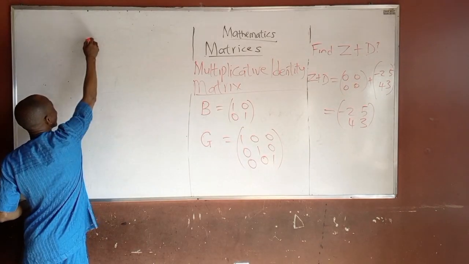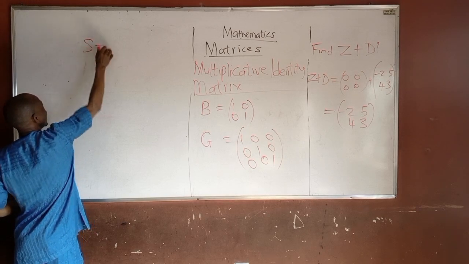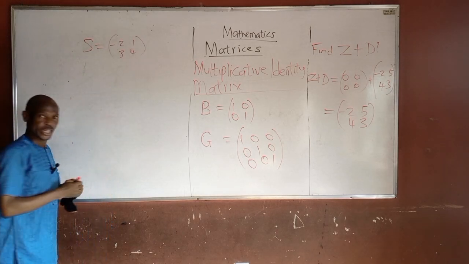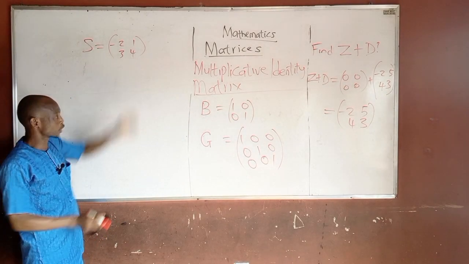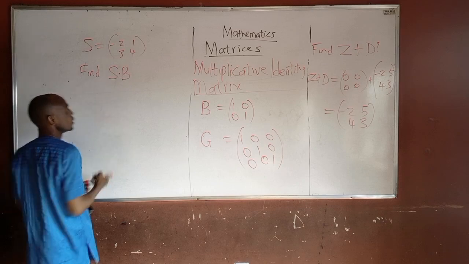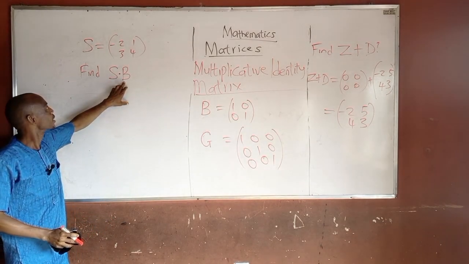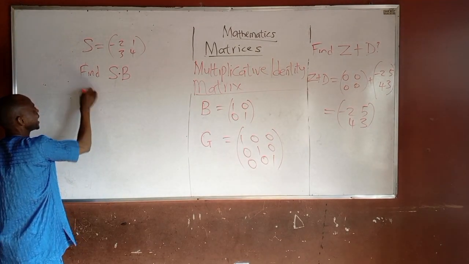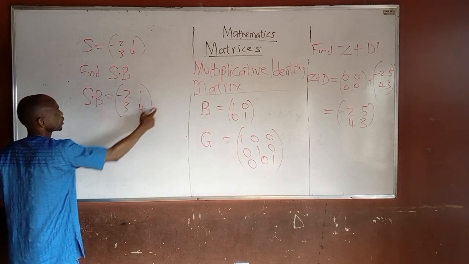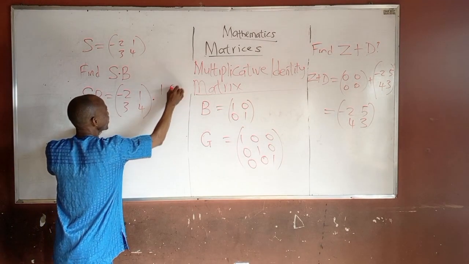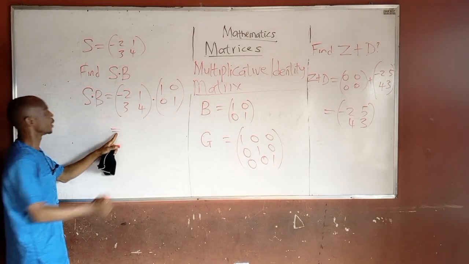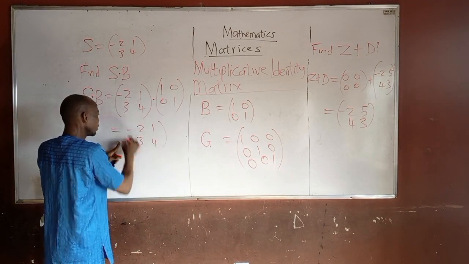Now let's say we are given a matrix X equal to -2, 1, 3, 4. If we are given a value like this and we are asked to multiply to find XB, which means our X, minus 2, 1, 3, 4, times our B, 1, 0, 0, 1. When we multiply both of them, our value will be minus 2, 1, 3, 4. This will be the final value.